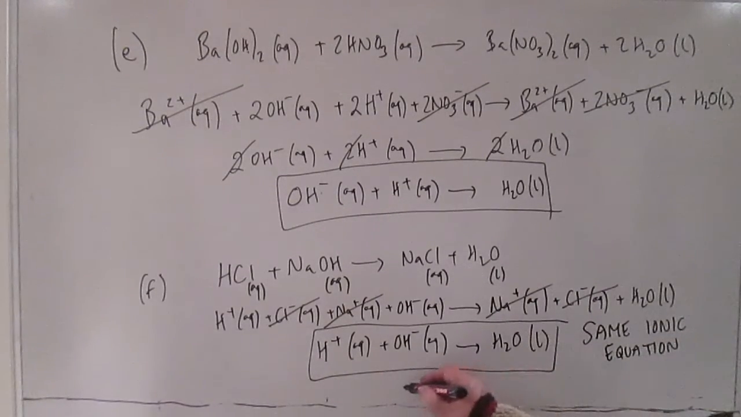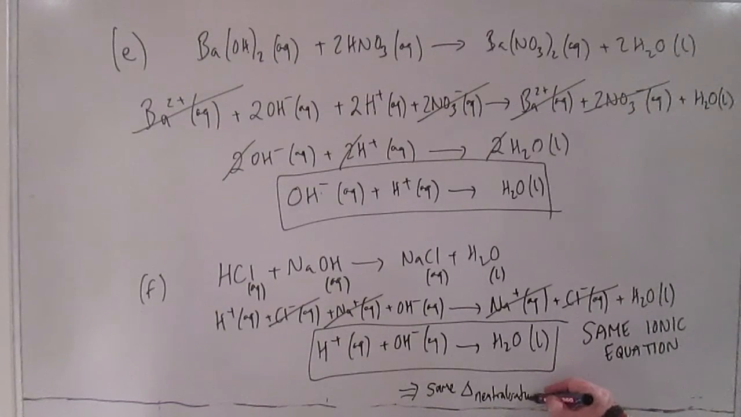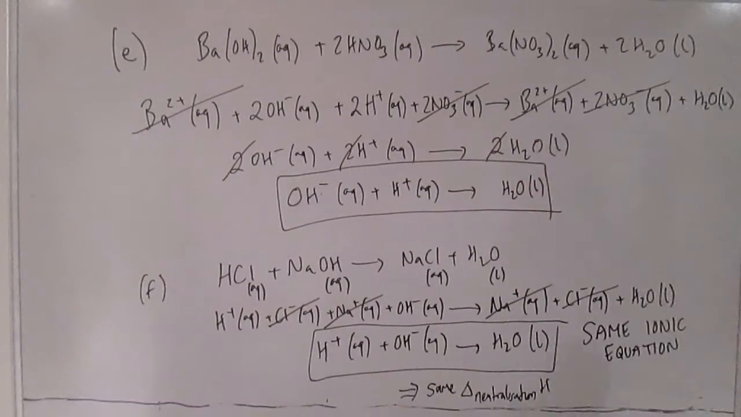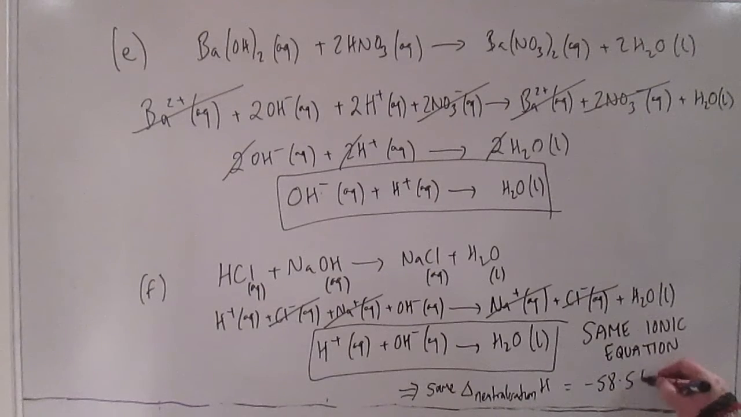Okay, if it's the same ionic equation, that means that there will be the same delta H of neutralization, because it's per mole of water formed, and the moles of water are formed by the same ionic reaction, so it's going to be the same number. So, which is minus 58.5 kilojoules per mole. Okay, so that was a really nice example of why ionic equations are so useful. Because without that insight, you would have just said, well, I've got no idea what this number is because it's a completely different reaction. But by doing the ionic equation, you realise it's not a completely different reaction. It's actually exactly the same reaction, so it has the same delta H.